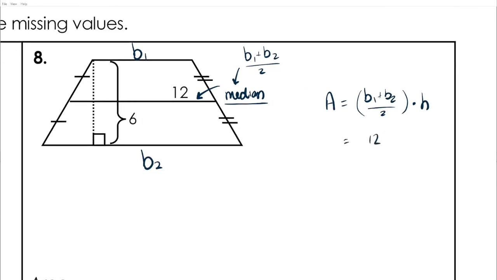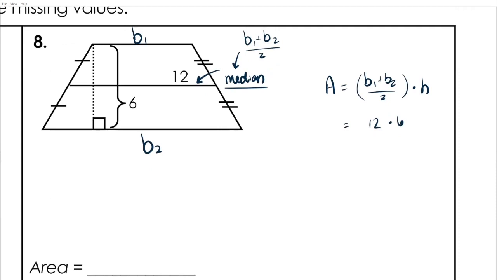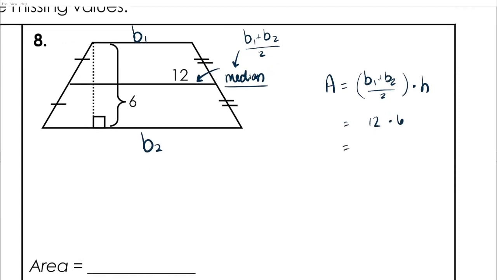Okay, so 12 times 6. Told you, easiest one on the paper. 12 times 6 is 76. 72. Oh, 76 did not feel right. Oh, it happens. Transcript error.